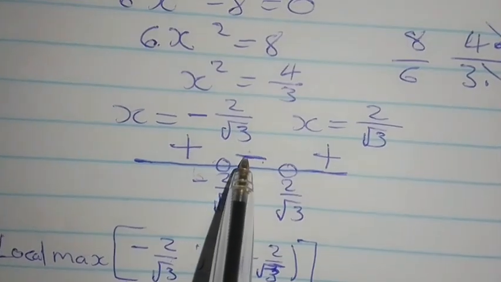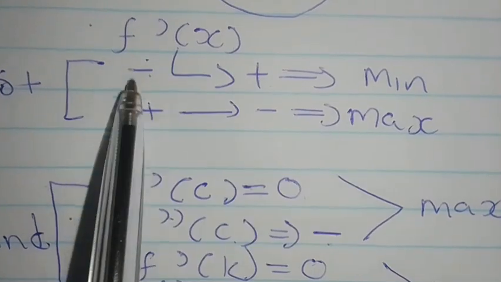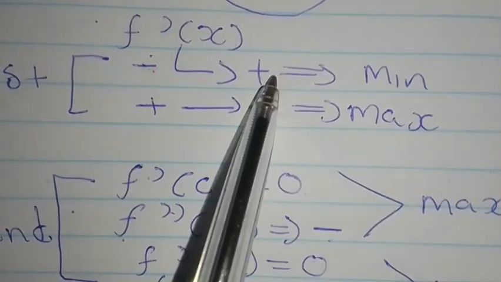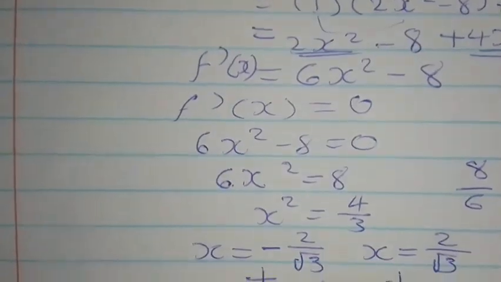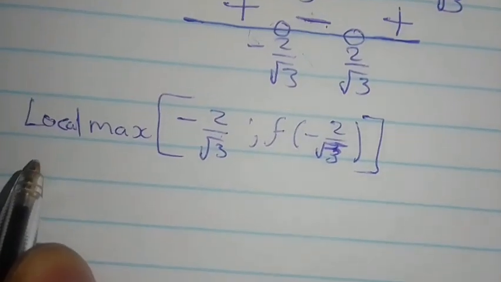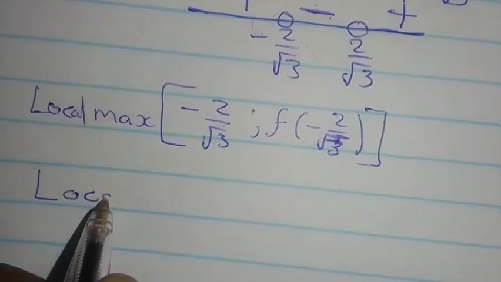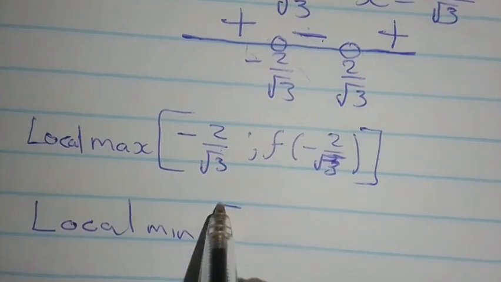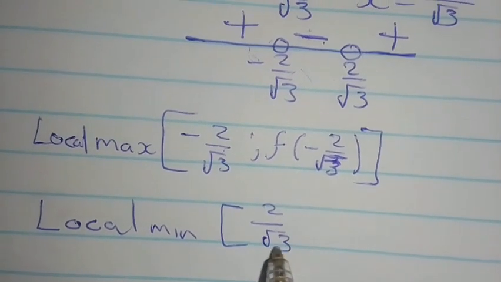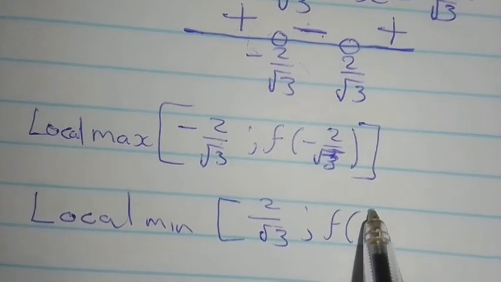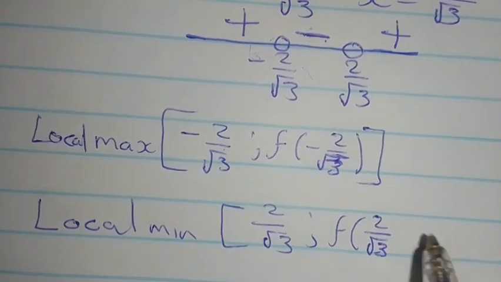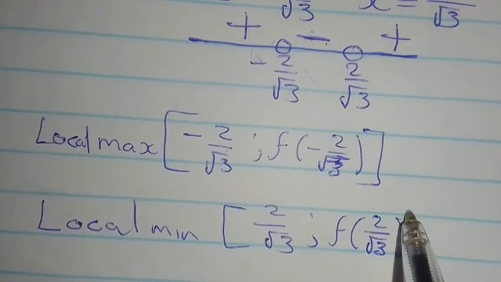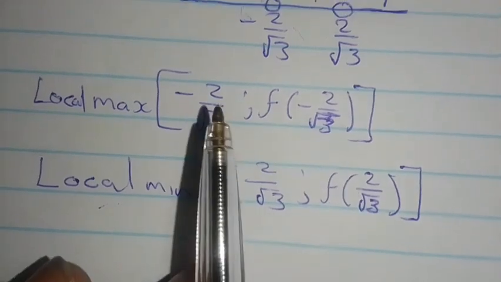And now notice that here it goes from negative to positive. And as I showed earlier, if it goes from negative to positive, then you have a local minimum. So that means that f at 2 over root 3 will be your local minimum.